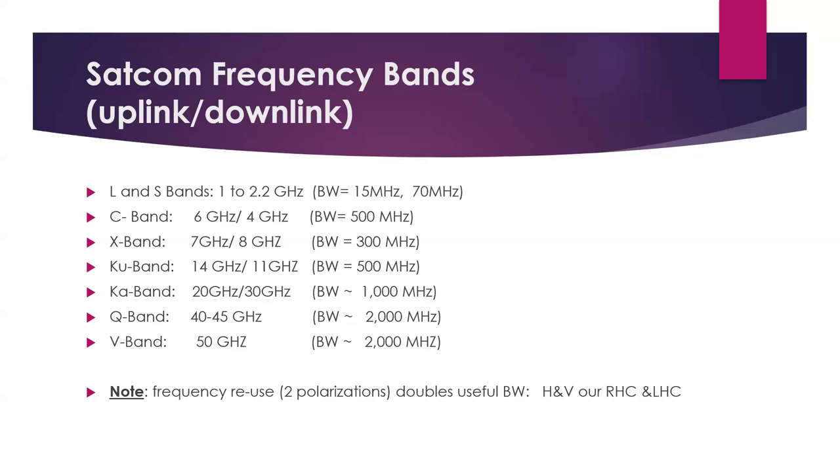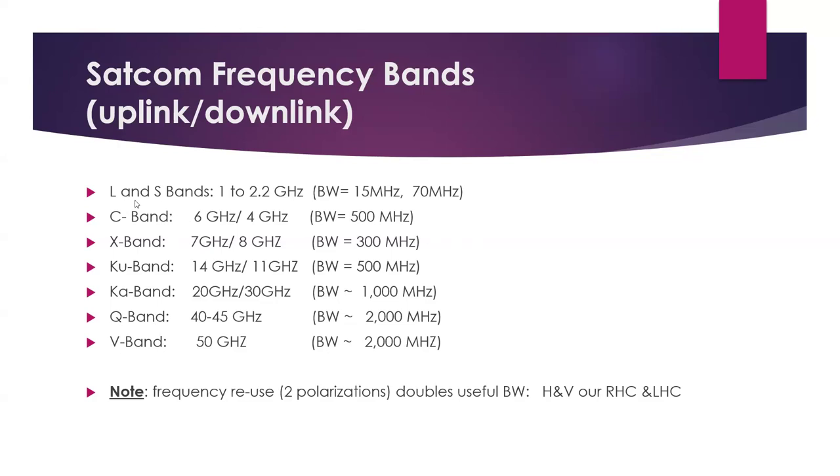So that's an example. These are the RF frequency bands that are common in the SATCOM world. We start as low as 1 gigahertz, or even lower at 900 megahertz: the L and S band, and then C band, X, Ku, Ka, and being developed or deployed right now, Q and V band. These are the frequency bands in gigahertz. And this is the available bandwidth.